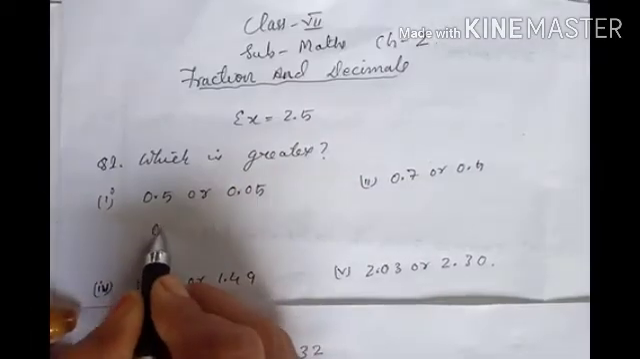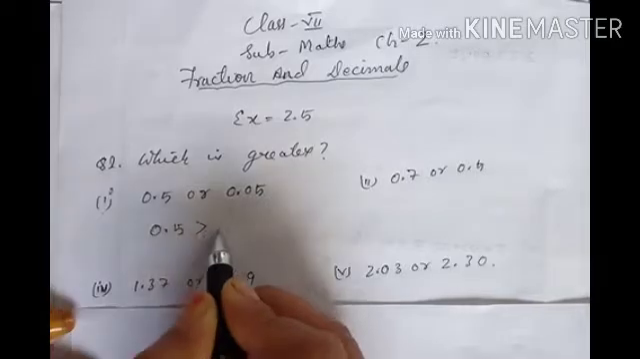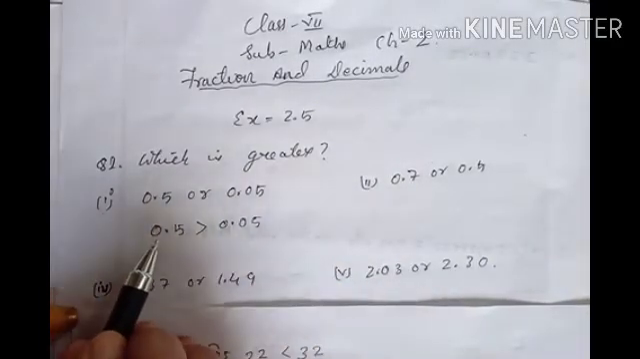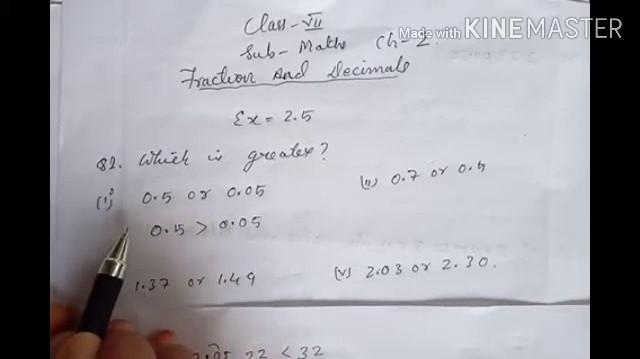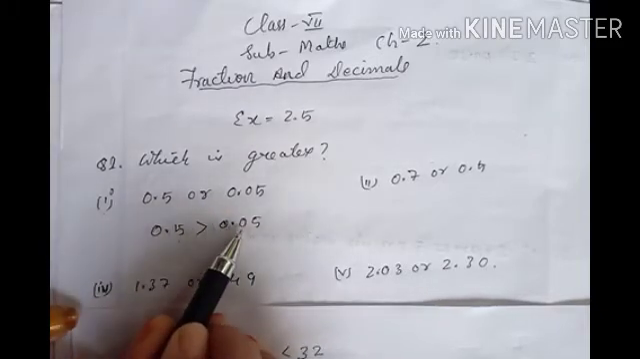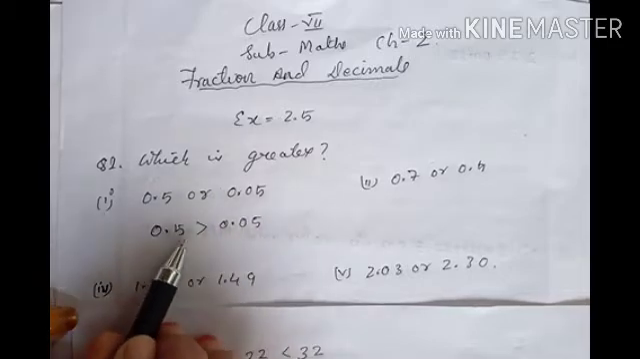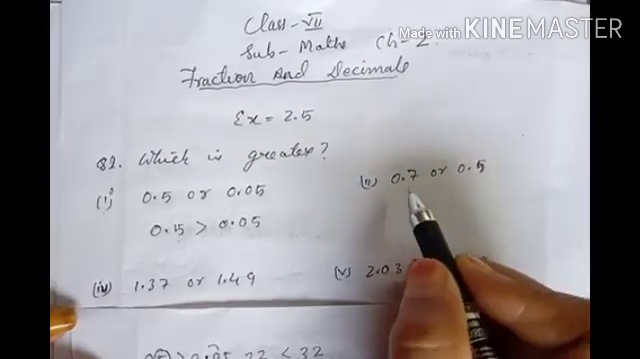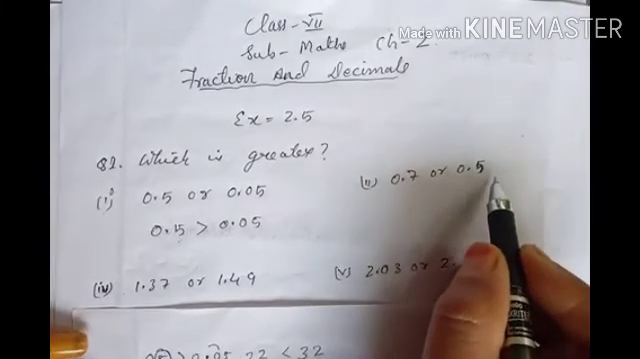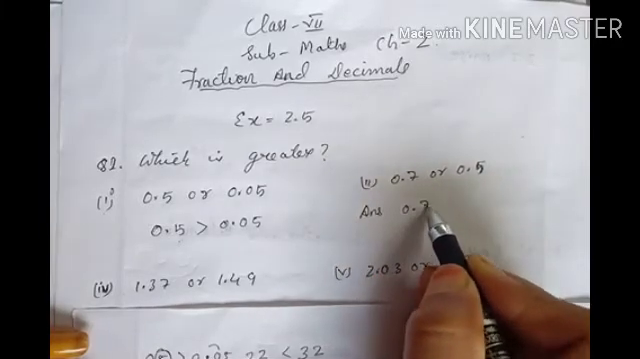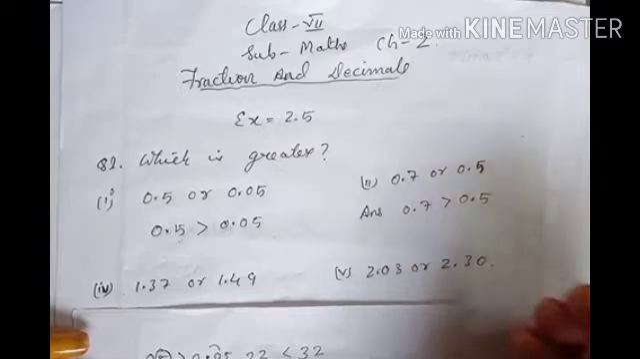So here which is bigger? 0.5 is greater than 0.02. So how did we compare a decimal number? Before the decimal, how many digits are there? We will see. If there is no digit before the decimal, then after the decimal what number is here? 5, and here 0. So this will be greater. Okay, now come to the next question. What is given here? 0.7 or 0.5. This is very easy, isn't it? Which will be greater here? 0.7 will be greater than 0.5.